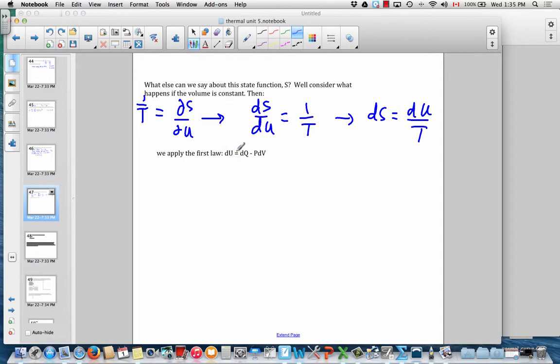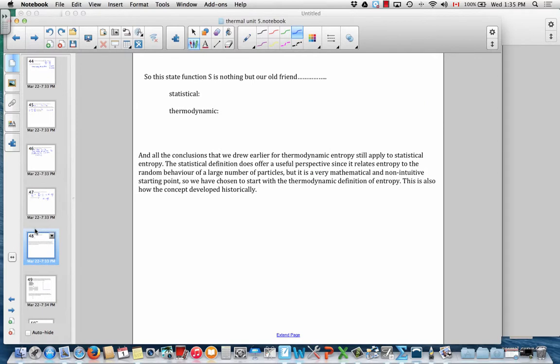Remember dU is dQ plus dW? Well, this was an expression for W. We write it in differential form, which is true for reversible and quasi-static processes. If volume is constant, then dU is dQ, so I can put that in there. And then we get back to the thermodynamic definition of entropy. So this function S, no surprise, is our old friend entropy. And we had originally defined dS for a reversible process as dQ over T.